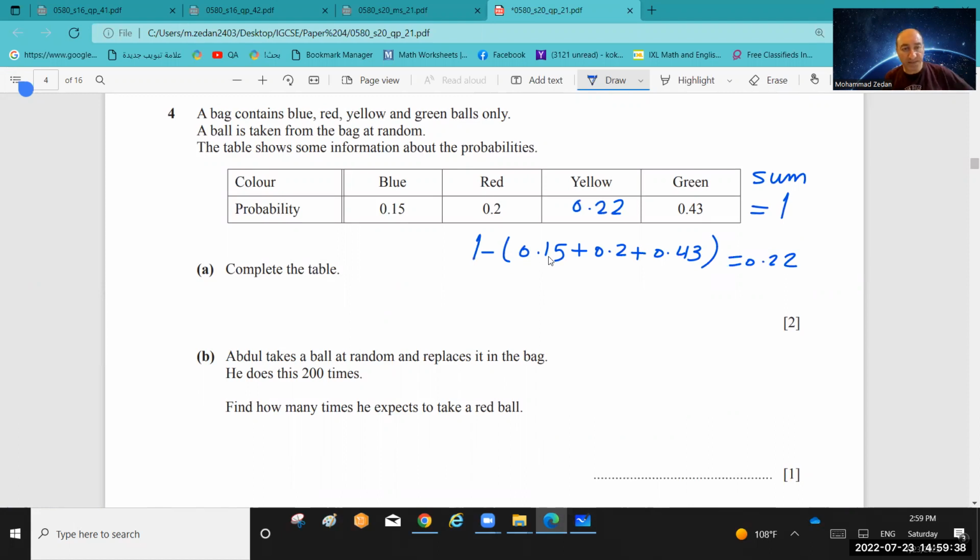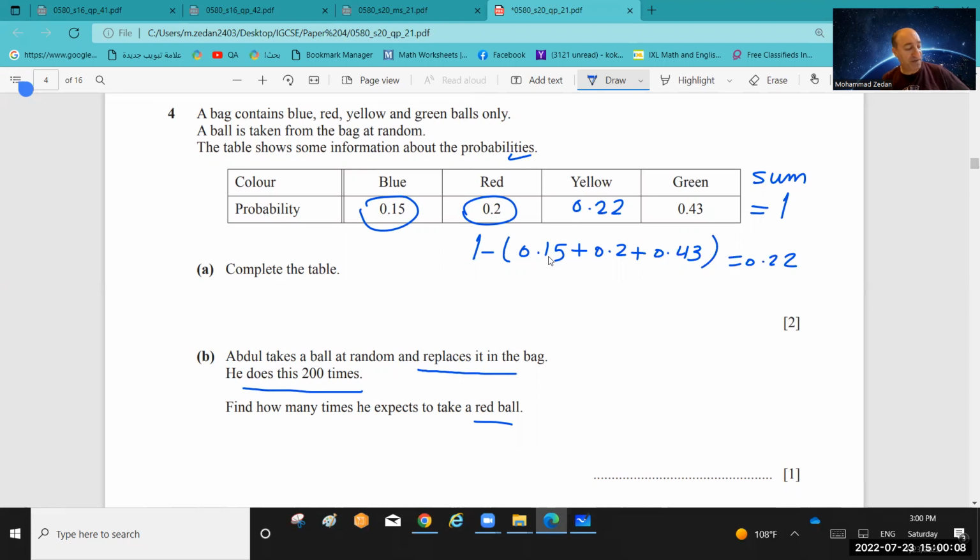Abdullah takes a ball at random and replaces it in the bag. He does this 200 times. The word replaces it in the bag means the probability is still the same number, no change. It's still 0.15 for blue, 0.2 for red, and so on. He talks, here he is talking about what? About the red ball. Find how many times he expects to take a red ball.